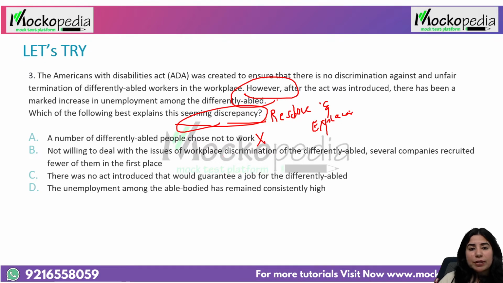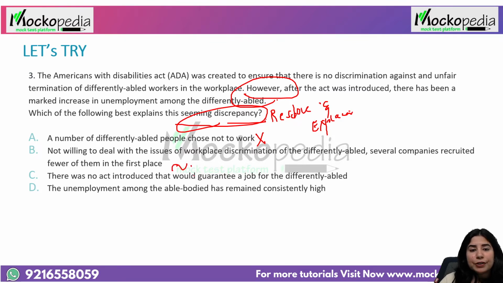Not willing to deal with the issue of workplace discrimination of the differently abled, several companies feared recruiting them in the first place. So this can be a possible solution, that they don't want to get into whether the fair treatment is being provided or not. So rather they have reduced the people getting hired so that there is no unnecessary botheration for them, as the argument says. So this we can keep.